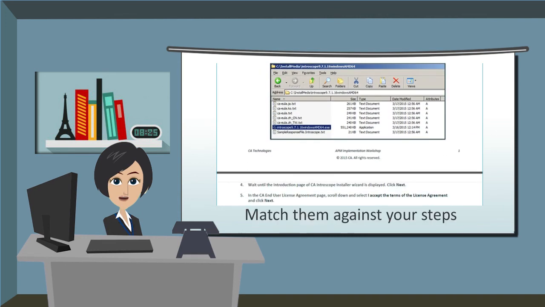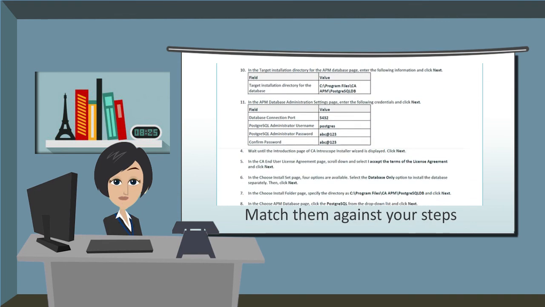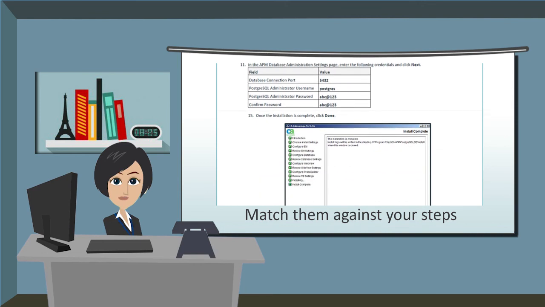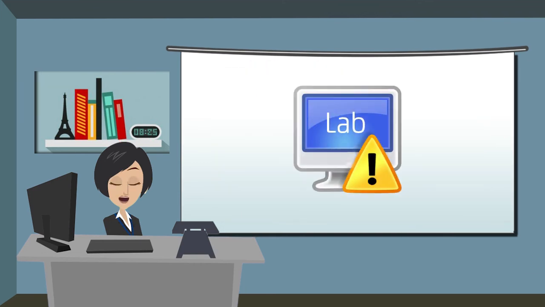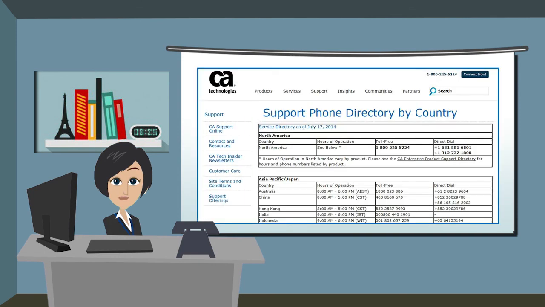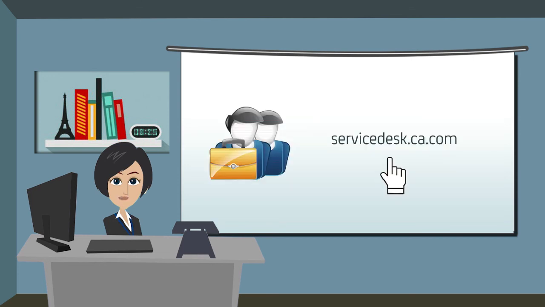Match them against your steps to ensure you are following the exact sequence of steps. 7. If you run into any other issues, please open a support ticket. Customers and partners can contact your local CA support line. CA Technologies employees can open a service desk ticket at servicedesk.ca.com.